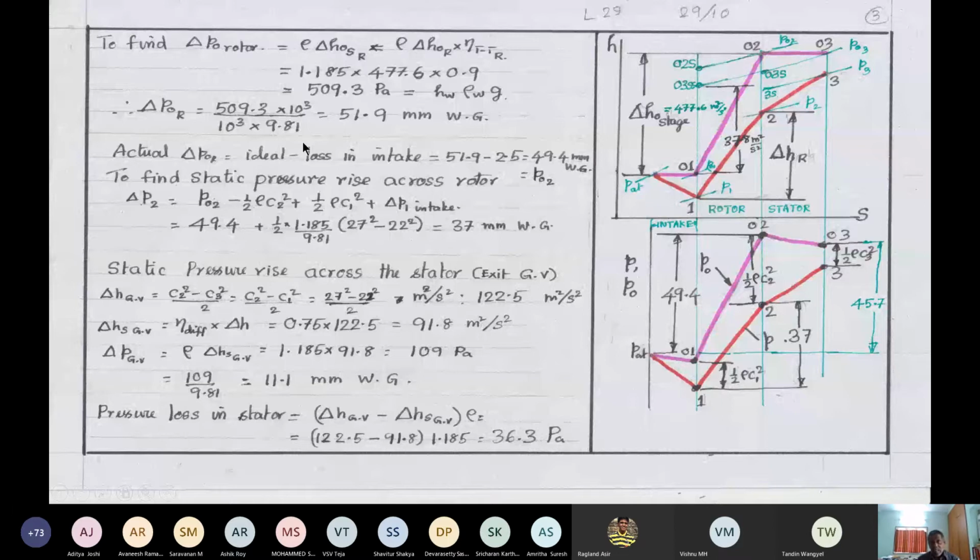So this is the initial part about what happens in the rotor. In the rotor there is energy addition. In the stator there is no energy addition, there is only energy transformation from velocity to pressure, and inherent losses will be there. And as you see, the entropy goes on increasing.